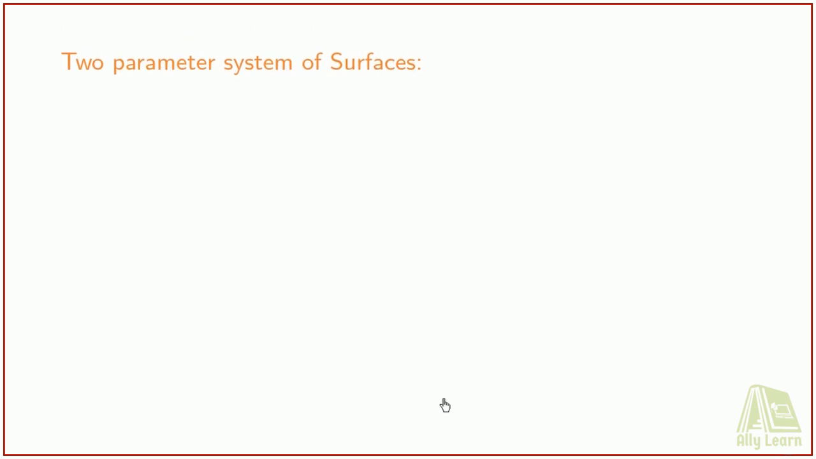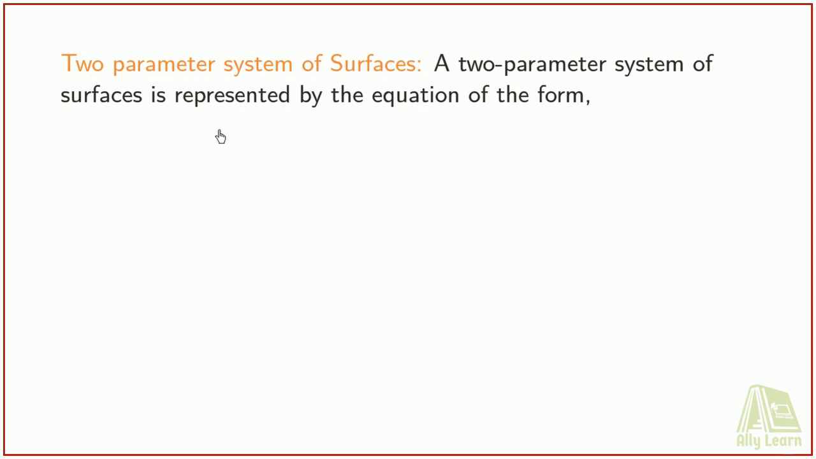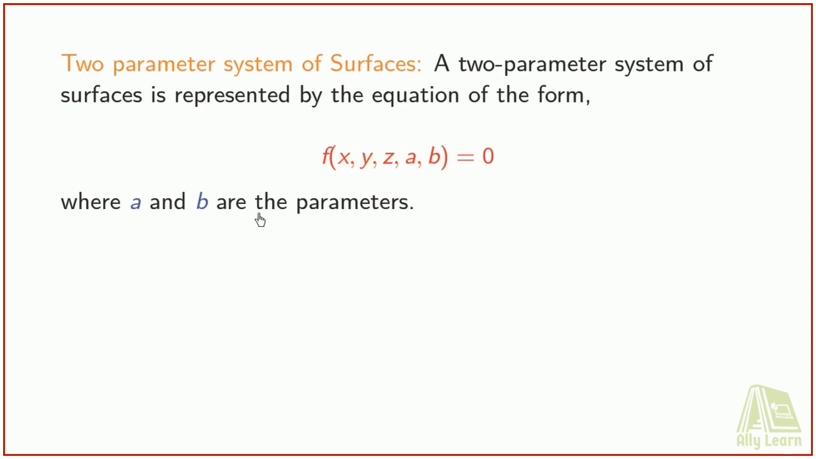So here we have two parameter system of surfaces. Now you can easily think what could be a two parameter system of surfaces. A system having two parameters. Like in one parameter system of surfaces we had one parameter that was a, here we will have two parameters and we will denote them by a and b. So let's see the definition. A two-parameter system of surfaces is represented by the equation of the form f of x, y, z, a, b equals 0. Here x, y and z are your variables and a and b are your two parameters. So this is a system of surfaces having two parameters. Again these parameters will keep on varying, so we will be having a system of equations. Okay. So this was our two parameter system of surfaces, a system of surfaces having two parameters a and b.